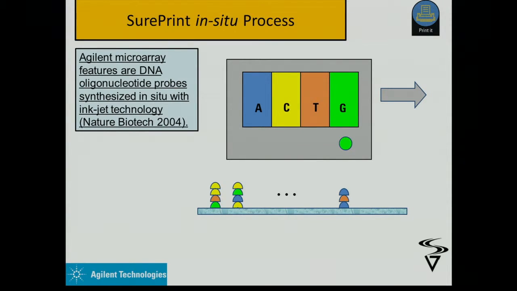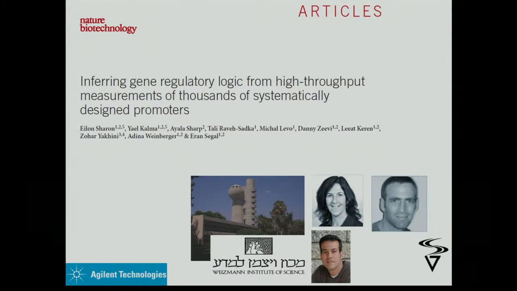We can take these oligonucleotides and cleave them off of the array. And then we get a library of oligonucleotides. This can be tens of thousands of oligonucleotides. And now I'm going to show an example of what we can do with these oligonucleotides. So this is joint work with Ran Segal's lab at the Weizmann Institute.